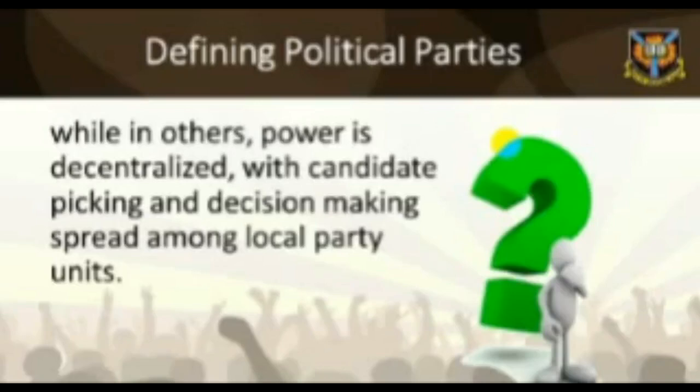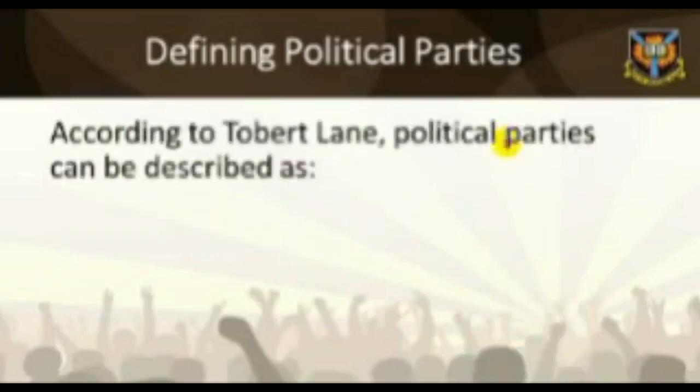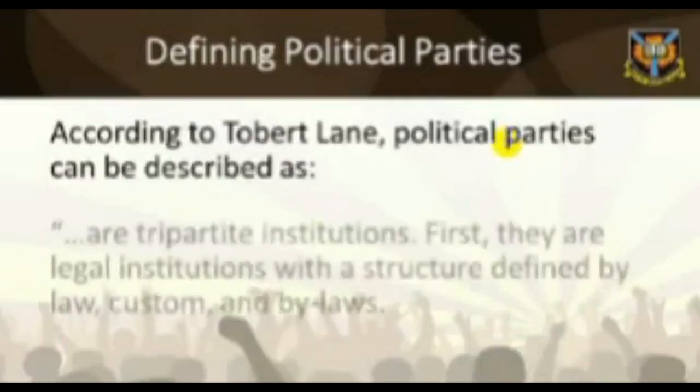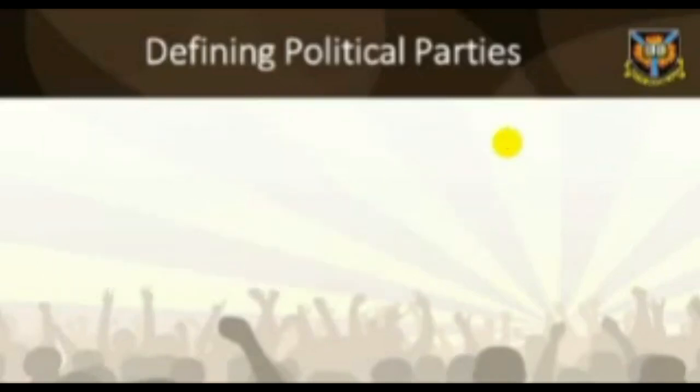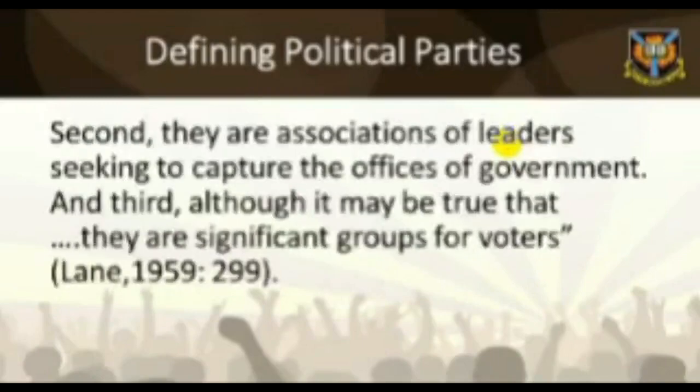Thus, according to Lane, political parties can be described as tripartite institutions. First, they are legal institutions with a structure defined by law, custom, and bylaws. Second, they are associations of leaders seeking to capture the offices of government. And third, although it may be true that they are significant groups for voters. This is according to Lane in 1959, page 229.